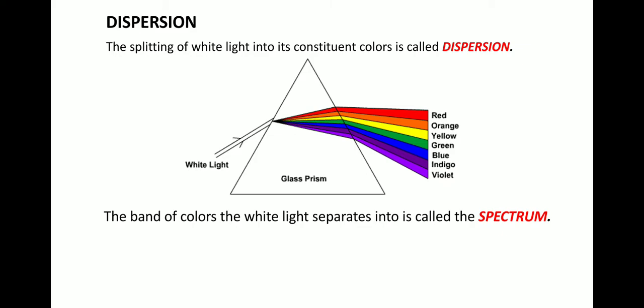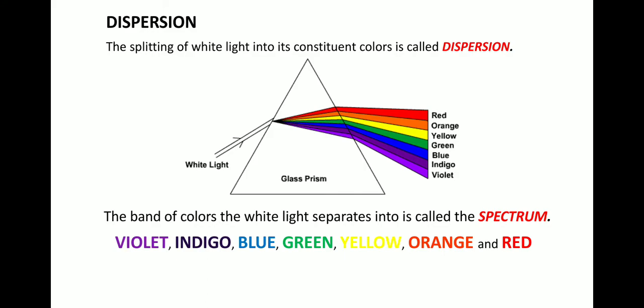They are violet, indigo, blue, green, yellow, orange, and red. In short, we call them Vibgyor. So always remember Vibgyor: V for violet, I for indigo, B for blue, G for green, Y for yellow, O for orange, and R for red.